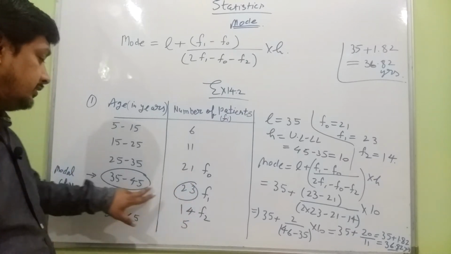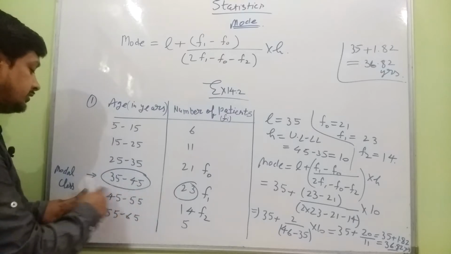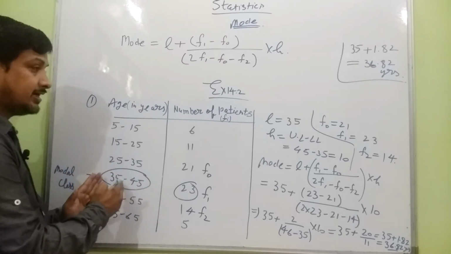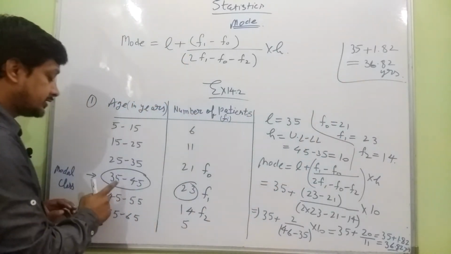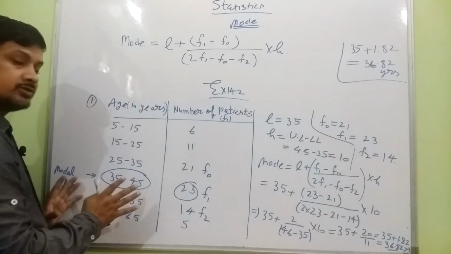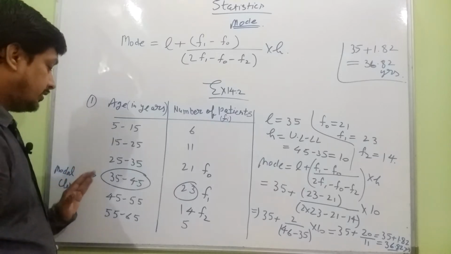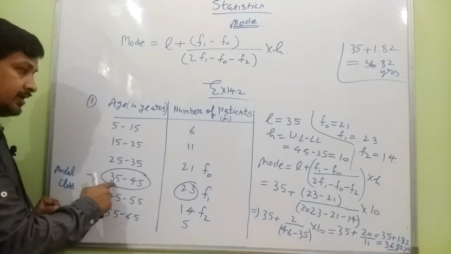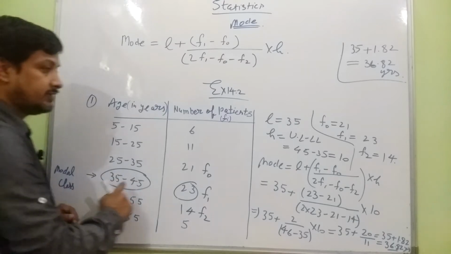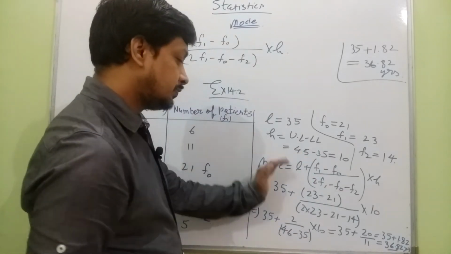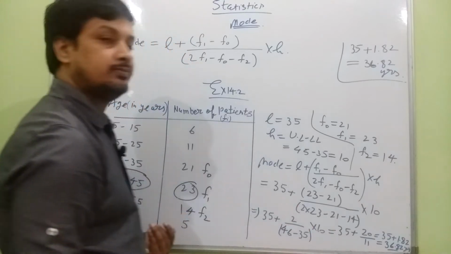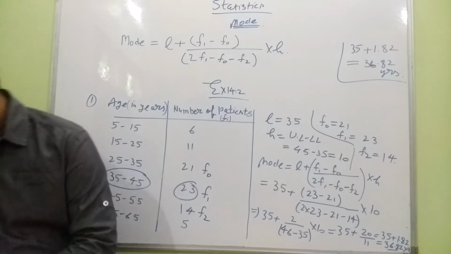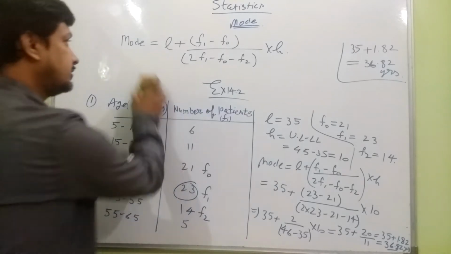The class interval adjacent to it is called modal class. Our mode will come in this range only. You can see our answer is 36.82, which is coming in this range. So this is also an idea. So now this is the modal class, and its lower limit is 35, and the class size is 45 minus 35, which is 10. Now you can just put the values and you can solve the problem. It's very easy. Okay. So moving to the next question, you can just note down this.